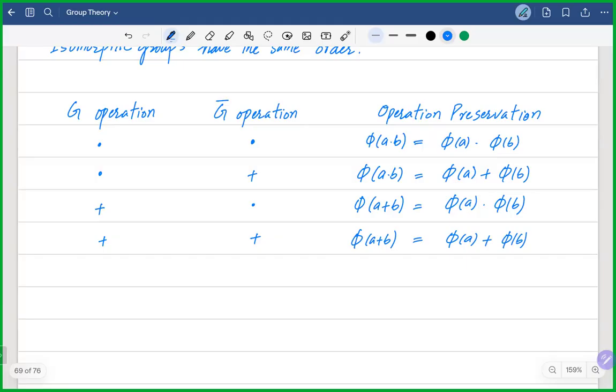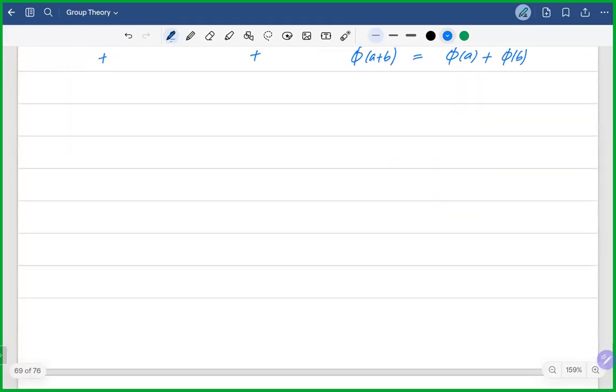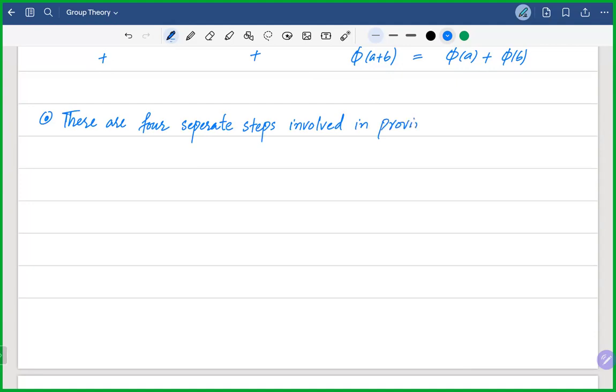Perfect. Now there are 4 separate steps involved in proving that a group G is isomorphic to a group G bar. Let's write them. There are 4 separate steps involved in proving that a group G is isomorphic to a group G bar.